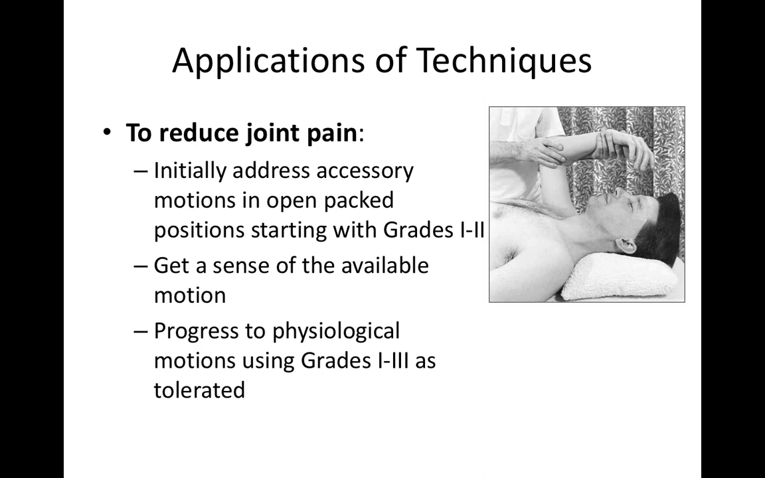But prior to getting to this point, we want to make sure that we have a solid pre-assessment. We want to make sure that we've already gone through all of our examination items, including all tests and measures that would help us lead to joint mobilization or accessory motion as being an ideal intervention. If we're trying to reduce pain, we initially want to address accessory motions in the open pack position, starting with grades 1 and 2. This helps the patient to warm up to the idea of what we're doing, but also gives us a sense of the tissues and the available movement. Then we may be able to progress to either physiological movements or to higher grades in that open pack position.